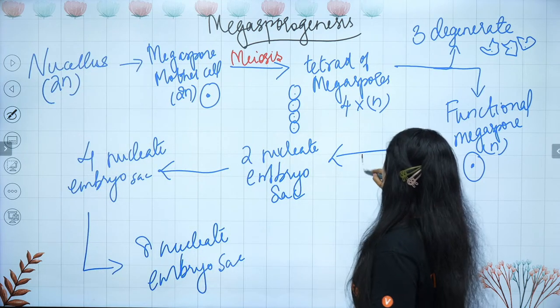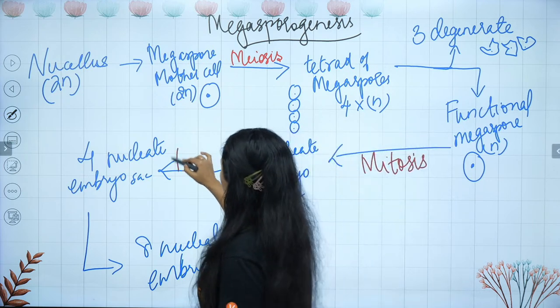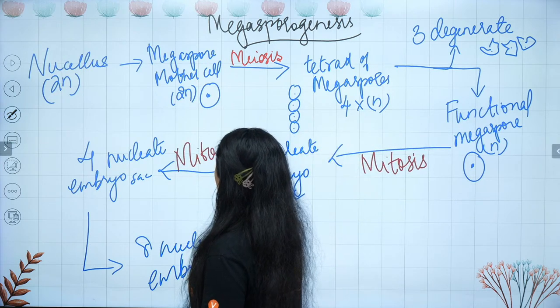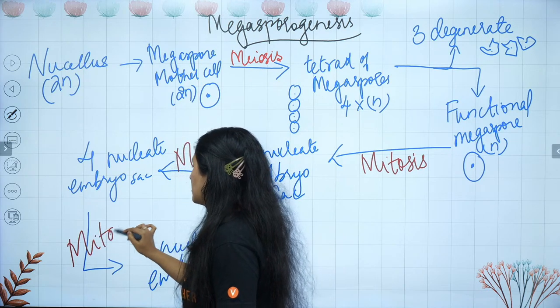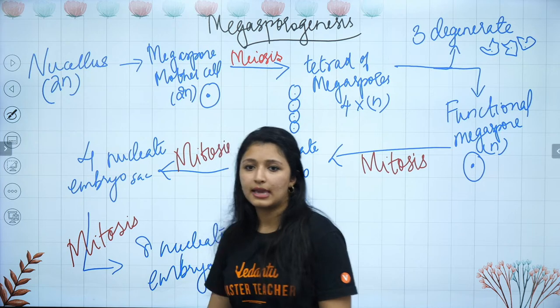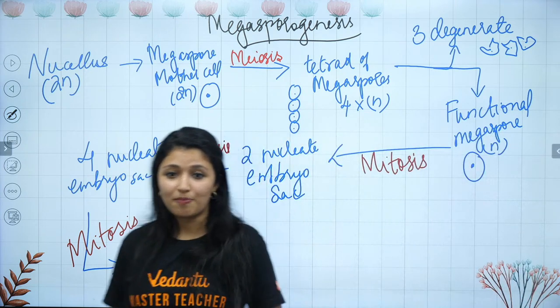So here we have mitosis. Here we have mitosis. And here again we have mitosis. So three levels or three sets of mitosis.